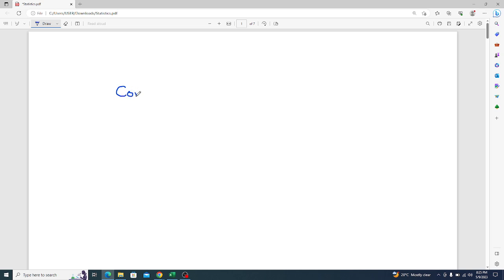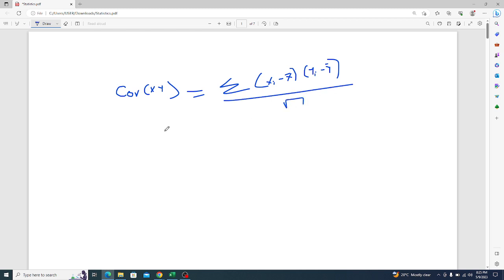We said that the covariance of two variables, let's say x and y, is calculated by the summation of xi minus x bar, multiplied by yi minus y bar, then divide all of this by n. This is the covariance. And remember we said that covariance shows us the joint variability of two variables.